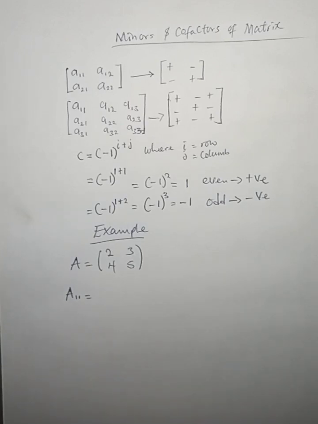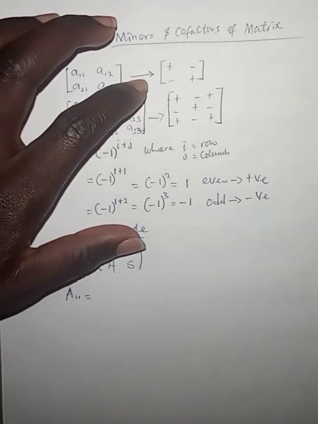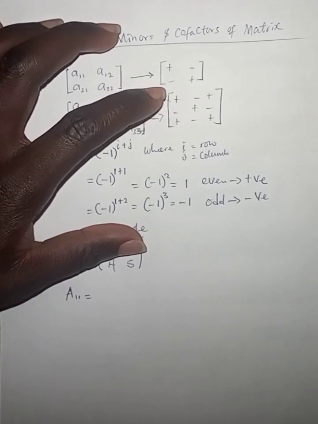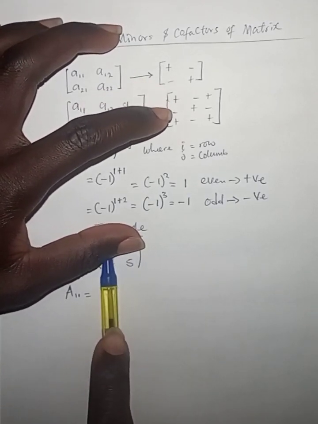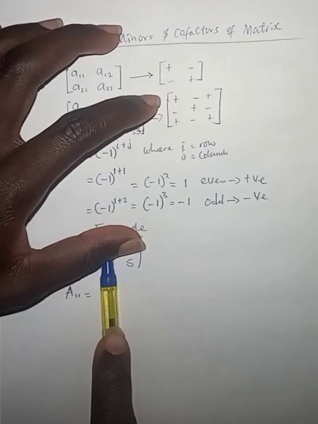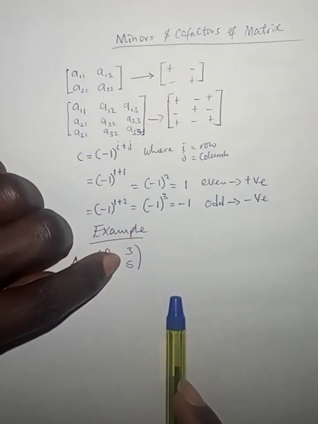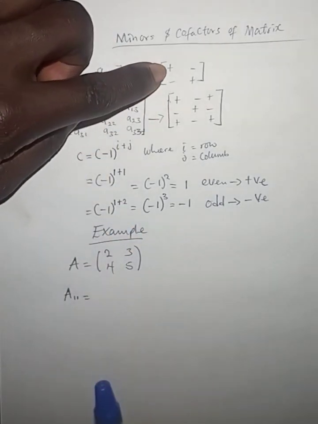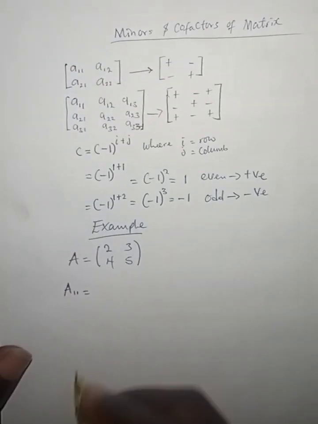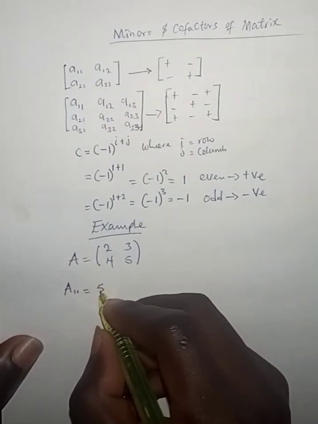So we'll multiply the plus by its minor. So how do we get the minor? We'll cover the row and the column. So we'll be left with 5. 5 is positive here. Positive times positive is plus. So we still have plus 5.